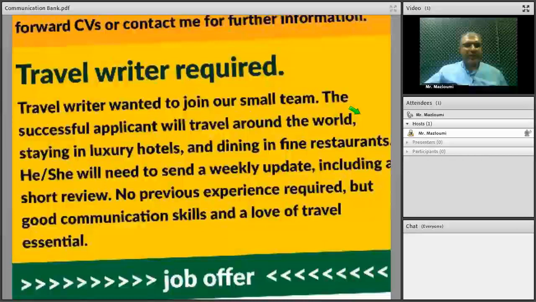So travel writer required, needed. They're planning to recruit a travel writer. Travel writer wanted to join our small team. So they've got a small team and they're looking for a travel writer. The successful applicant, job seeker, will travel around the world. In this job, everyone, you're supposed to travel around the world. Staying in luxury hotels, the applicant will stay in luxury, expensive hotels, and dining in fine restaurants. And the person will dine in fancy restaurants.